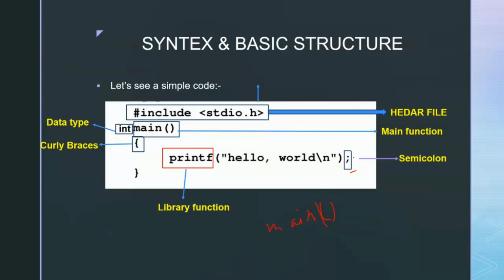The last portion is the semicolon. You have to use a semicolon in every line. We will learn the details of the header file, data type, and function in upcoming videos. In the next video, we will learn in detail about data types.